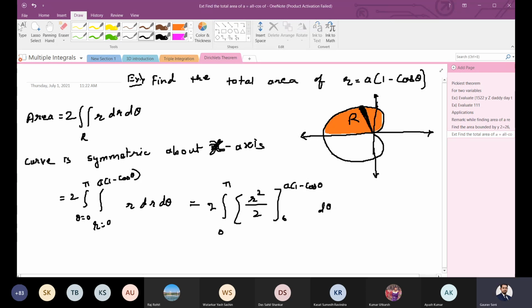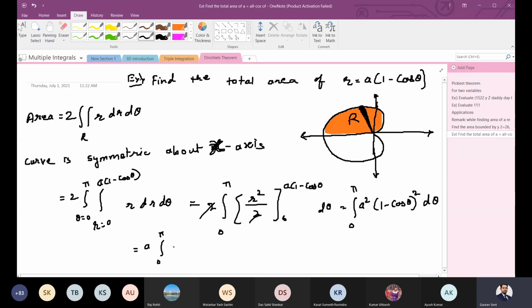So in this case, 2 will get cancelled out. And when we put the upper limit, we'll have a square (1 minus cos theta) square d theta. So in this case, a square being constant will come outside. What I can do is I can either expand it, or 1 minus cos theta is equal to 2 cos square theta by 2.